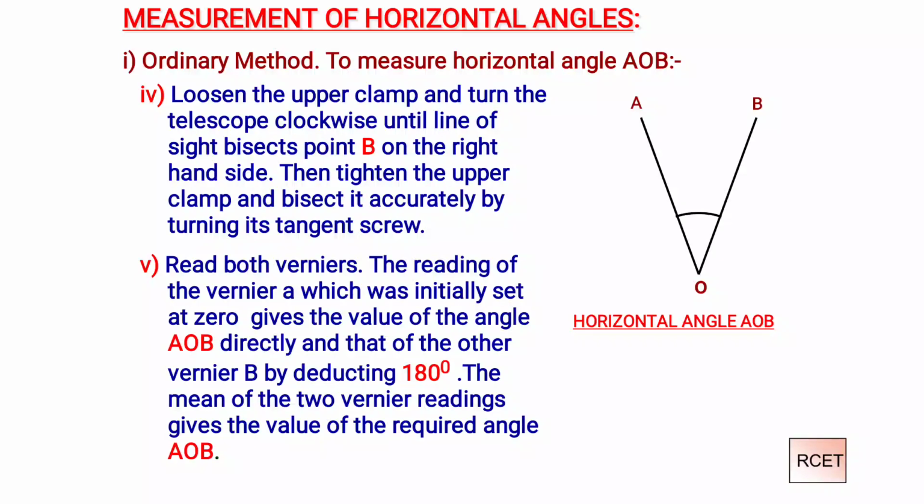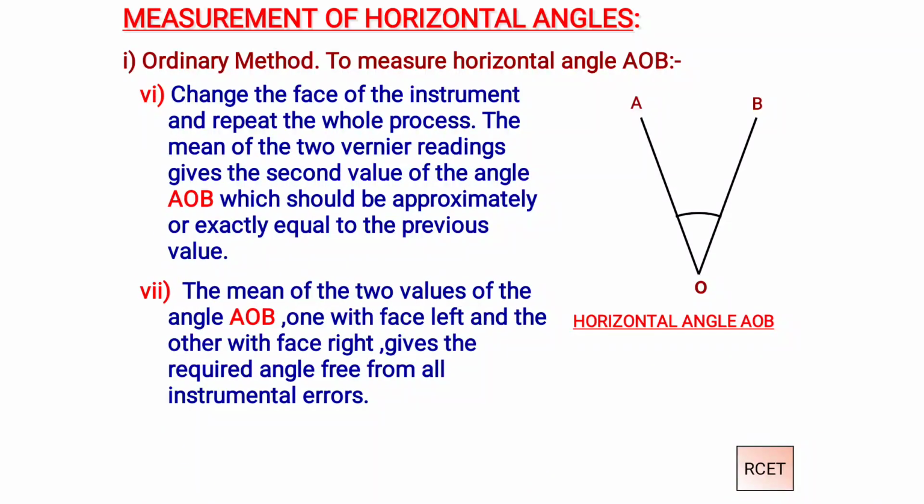Read both verniers. The reading of the vernier which was initially set at 0 gives the value of the angle AOB directly, and that of the other vernier B by deducting 180 degrees. The mean of the two vernier readings gives the value of the required angle AOB. Change the face of the instrument and repeat the whole process. The mean of the two vernier readings gives the second value of the angle AOB, which should be approximately or exactly equal to the previous value.